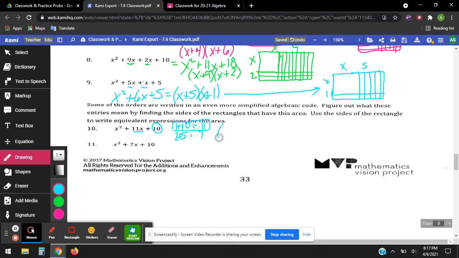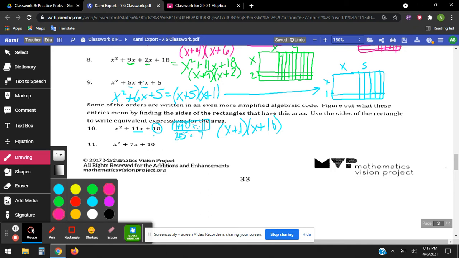So that tells me I need an x plus 1 and an x plus 10. When I add these two, I get 11. When I multiply these two, I get 10. So that one works there.